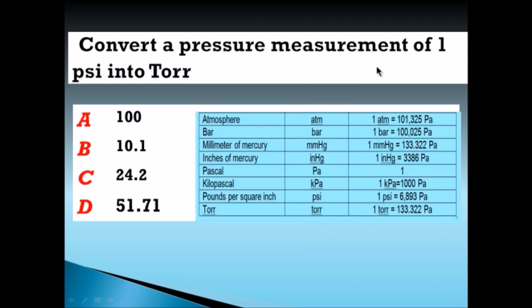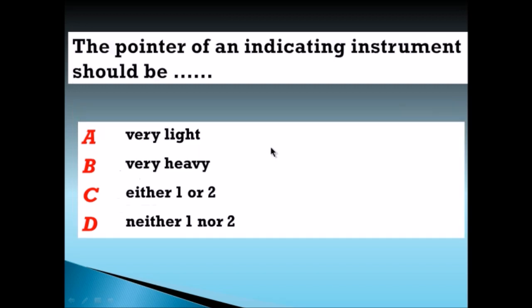Convert a pressure measurement of 1 psi, pound per square inch, into the equivalent torr value. So the answer is 51.71. Similarly, for temperature measurement we have a scale, and for pressure measurement we also have a table. With its use you can convert any of these quantities into the equivalent quantity. Any question can be asked from this.